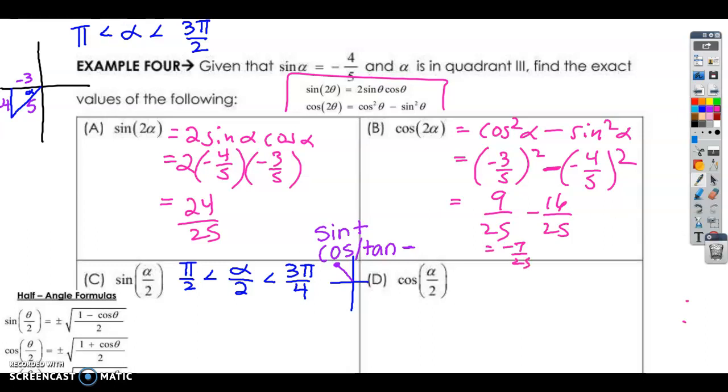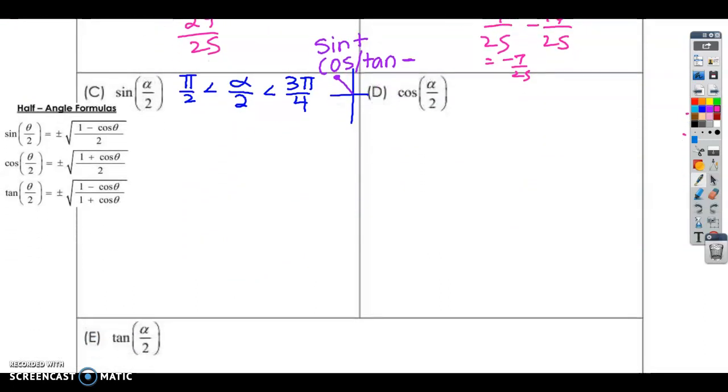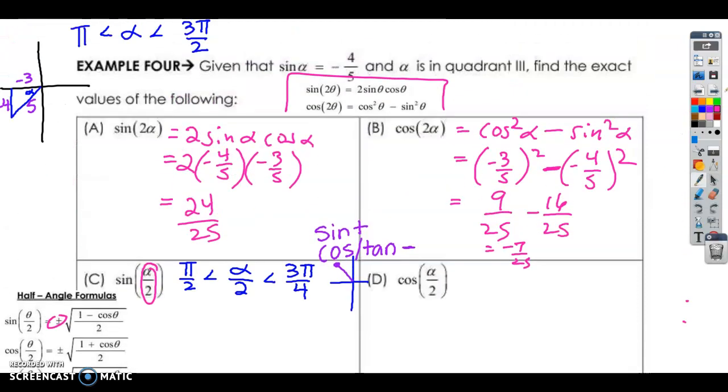Now, when we get to the half formulas, if you're trying to find sine of alpha over 2, you have to figure out where this angle is to determine which sign to use, this plus or minus. How do we do that? Well, where is alpha divided by 2? The original alpha, when we drew our triangle, was between pi and 3 pi over 2, because it was in the third quadrant.